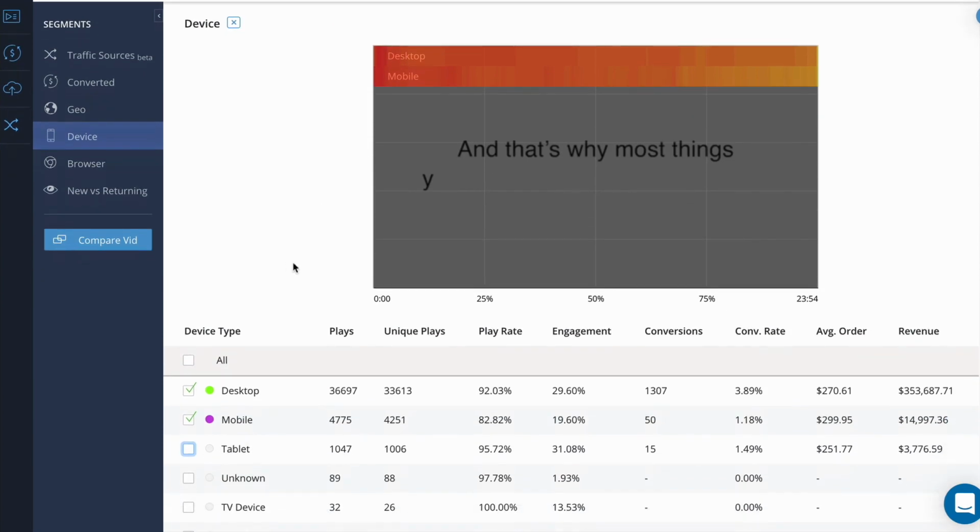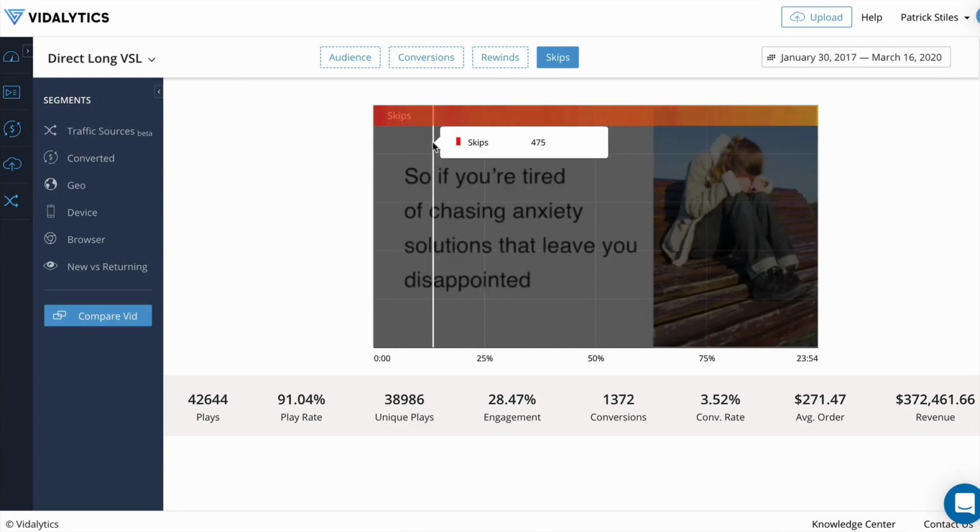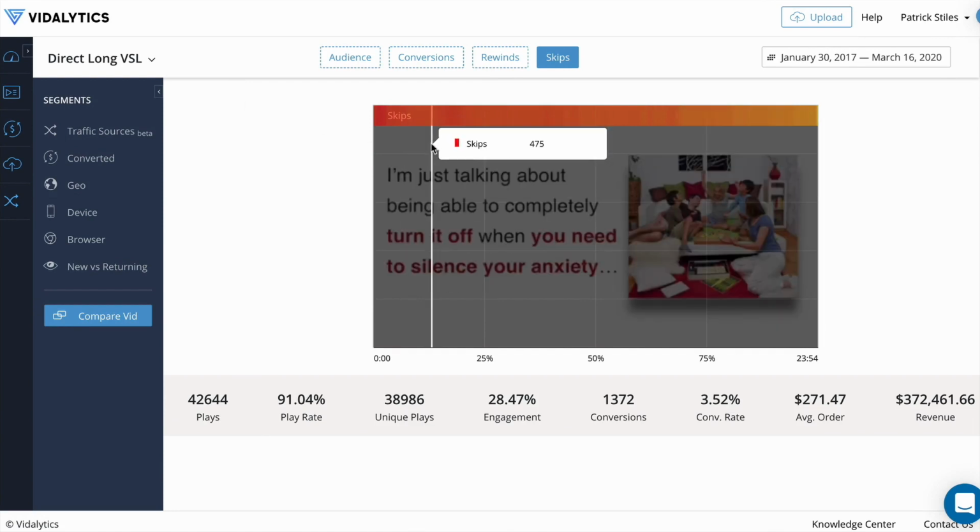And if we look at all of the skips by going back to remove this segment here, we can see that the total skips is 475, okay? So almost all of that was from mobile, right? I think mobile right around this point was about 320. So over two-thirds, three-quarters of the skips is coming from mobile.